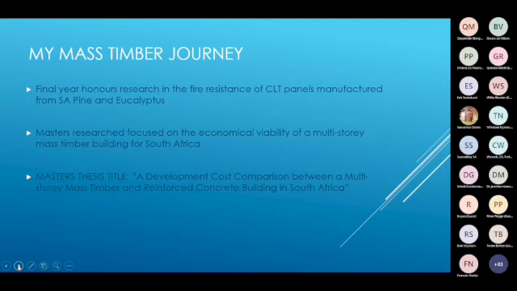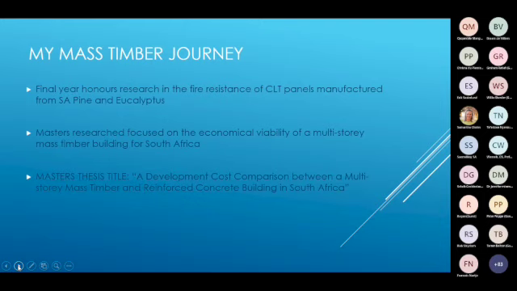So just my mass timber journey. For my final year honours research at Stellenbosch University, I investigated the fire resistance of CLT panels manufactured from 2 South African timber species, namely South African pine and eucalyptus. The research went very well, and the South African CLT panels performed well in the fire tests.